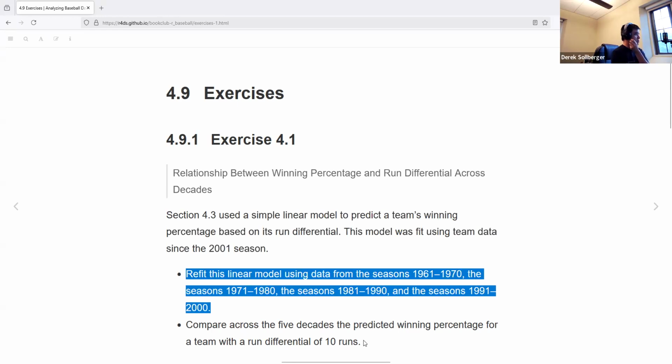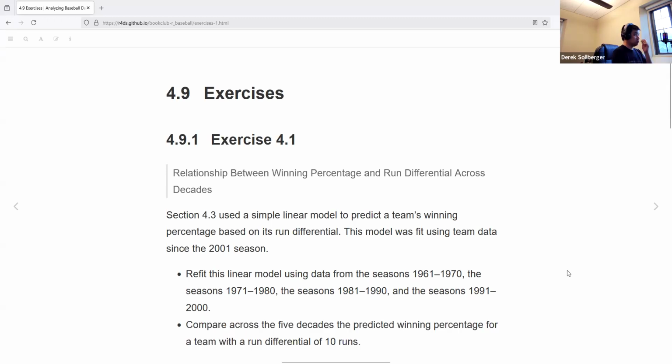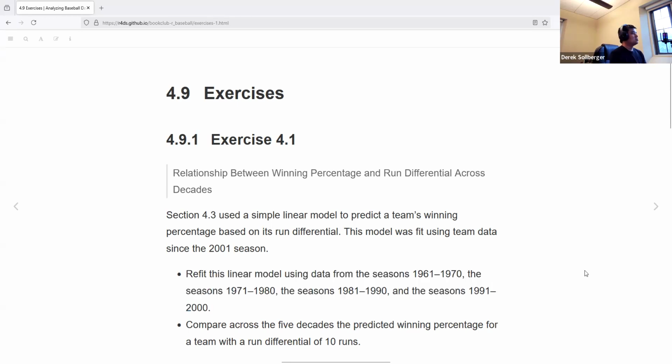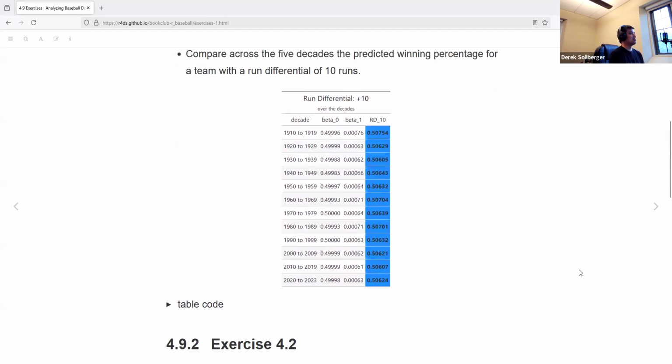From there, with the linear regression models, the equations, we're going to plug in a run differential of positive 10 just to see how that plays out in each time frame, in each decade as well. I was kind of surprised that the authors only asked for these 5 decades. So me being a masochist, I decided to just do all the decades. And egg on my face, it turned out that the answer is basically the same throughout each decade.